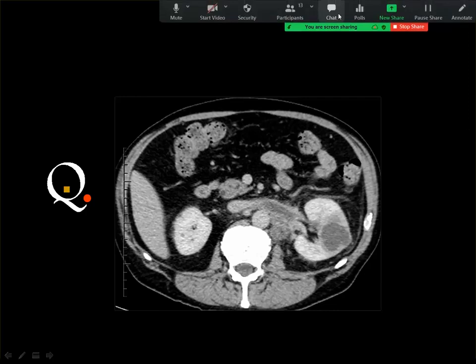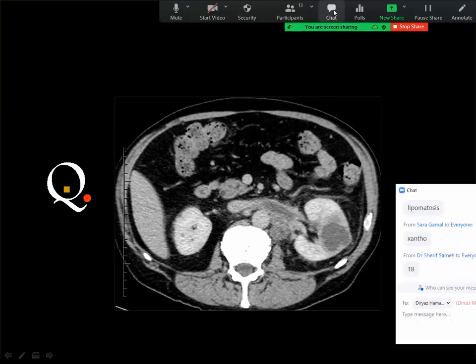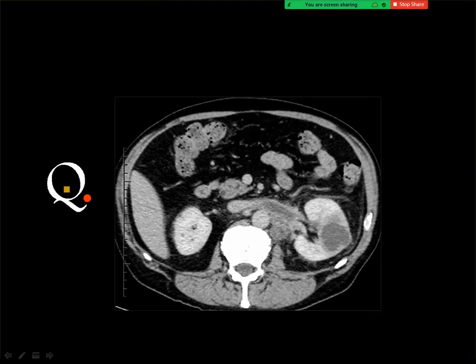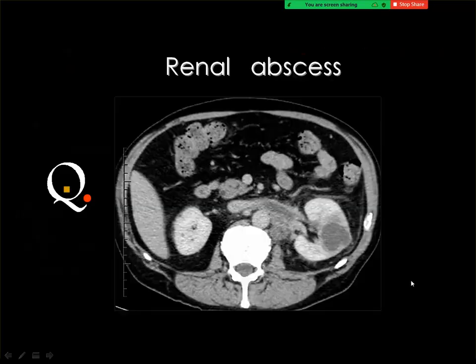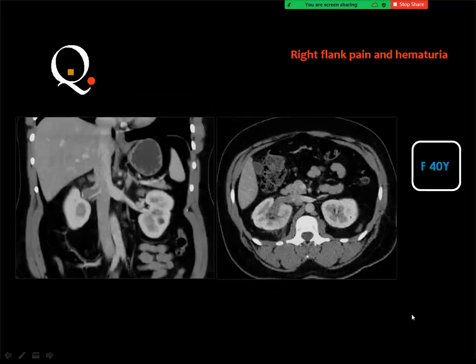Next case. Renal abscess and focal nephronia, and no, this is not the IVC. This is the renal vein. The IVC is good, but the renal vein is obliterated by a thrombus. And you see here this linear filling defect in the renal vein. This is renal abscess and renal vein thrombosis. This patient presented with flank pain and hematuria.